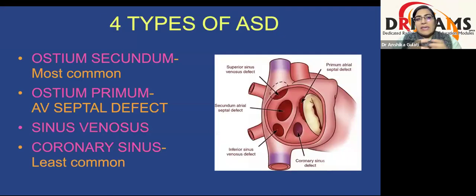So broadly, ASD can be of four types. Most common is the ostium secundum, which is within the floor of the foramen ovale in the central part of the atrial septum. Second category is the ostium primum, which is in relation to the endocardial cushions. Third is sinus venosus, which refers to partial opening of either SVC or IVC into the left atrium. The fourth category is coronary sinus defect, which refers to the opening of the coronary sinus into the left atrium.